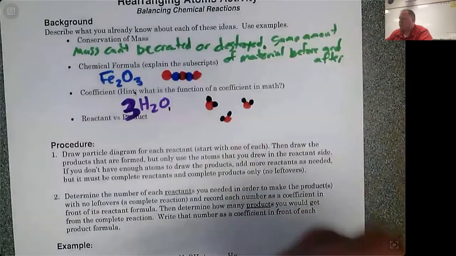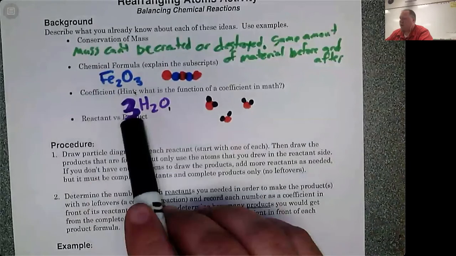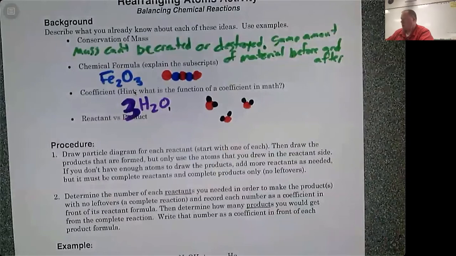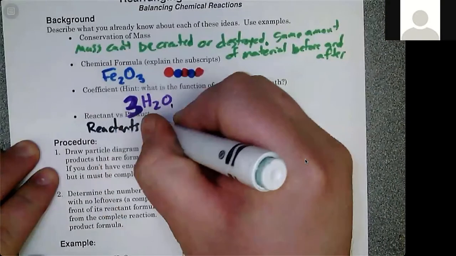And those are the words to describe that. Coefficient is that number, how many I have. Subscript are these numbers, how many elements are in the molecule. Okay, all right, last one. Good way to put it.